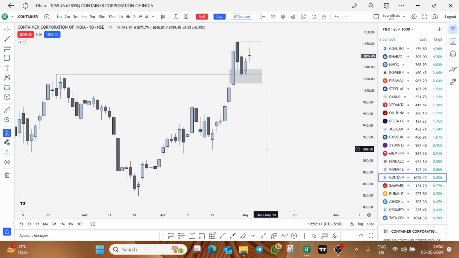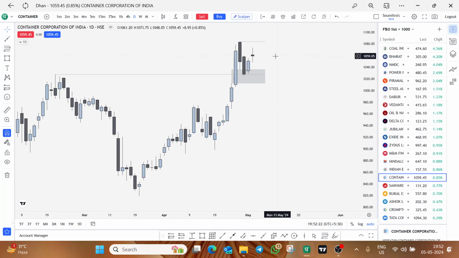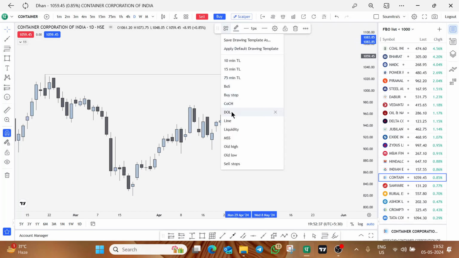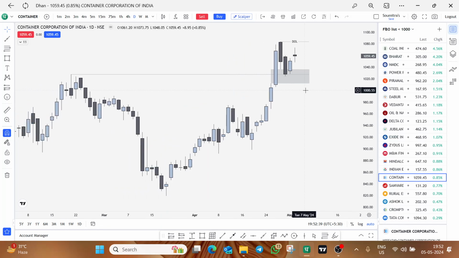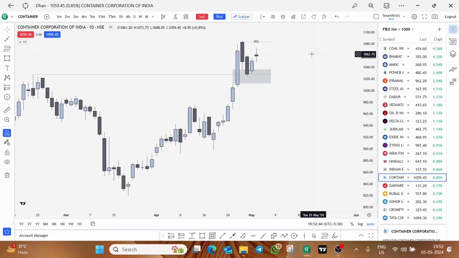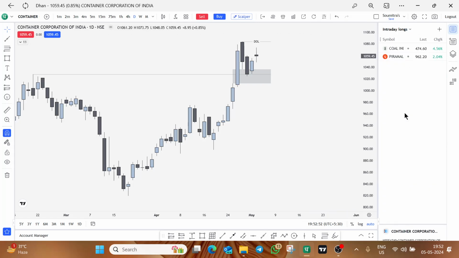So this is Container Corporation. Although this is a bearish candle, price is actually coming from this bullish fair value gap. And then what is the closest drawn liquidity? This one, right? So for us, this is a bullish stock. So we'll select this in intraday longs.